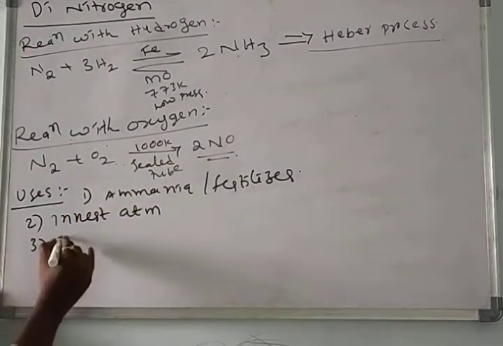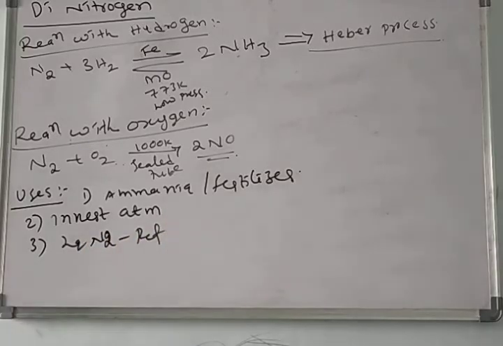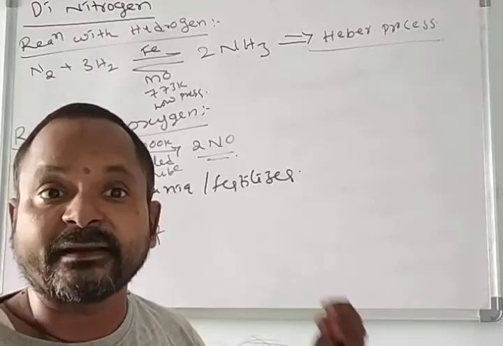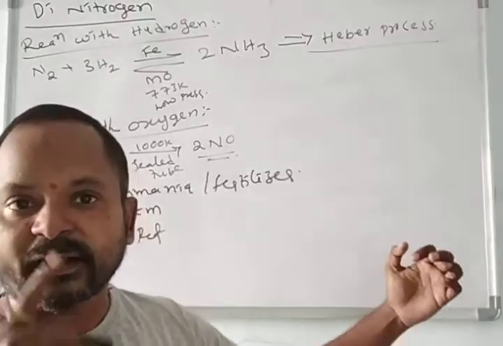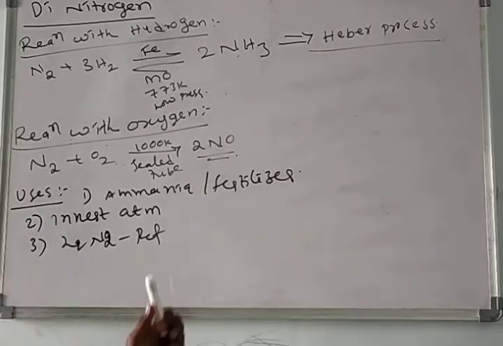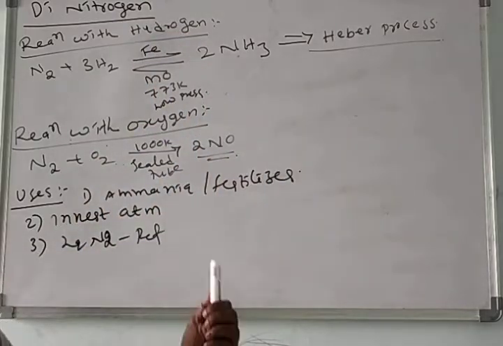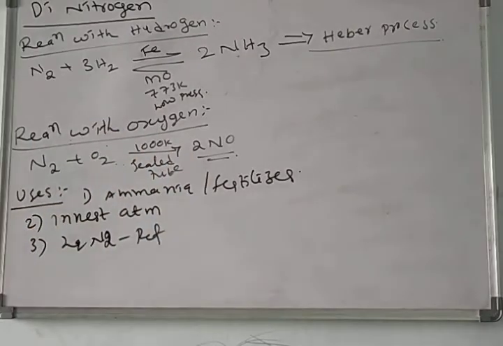Liquid nitrogen is used as a refrigerant. It is used for preserving fruits, vegetables and different food items. Last class we discussed the structure of dinitrogen. These are the uses, chemical properties and physical properties of dinitrogen.